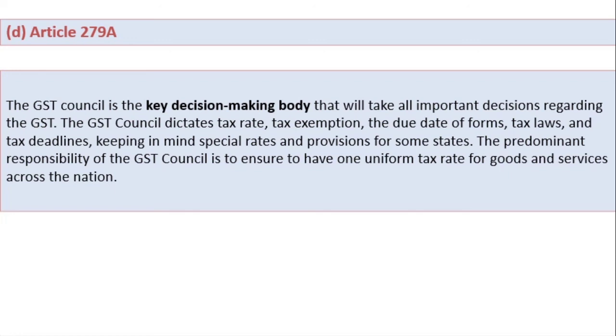The predominant responsibility of the GST Council is to ensure to have one uniform tax rate for goods or services across the nation. So this is very predominant responsibility of GST Council, that it has to ensure uniform tax rate for goods and service across the nation. So these are the very important articles for GST that you have to keep in mind.